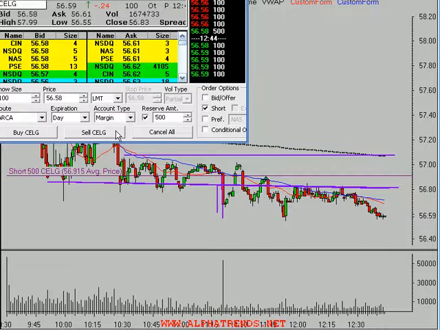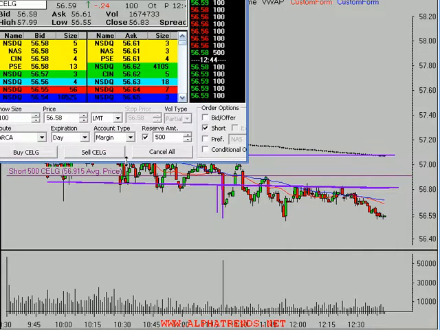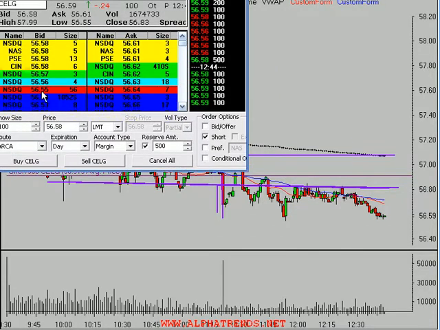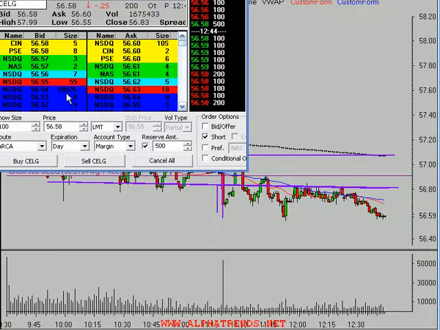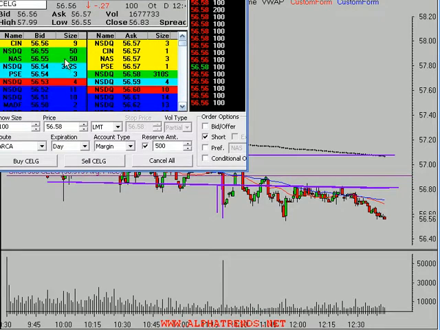And if I open up this level 2 a little bit, you can see that we've got a bidder here at $56.55, which again is low of the day so far, showing a bid for 5,500 shares. Now, whether or not he's real or just trying to induce people to take an offer that he may have, I think we're about to find out here. And it looks like it's trading through that level.